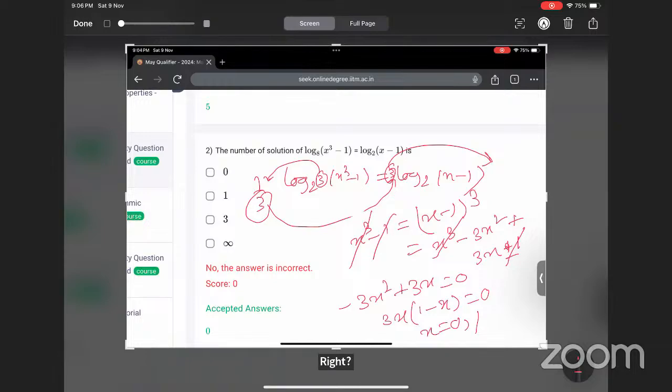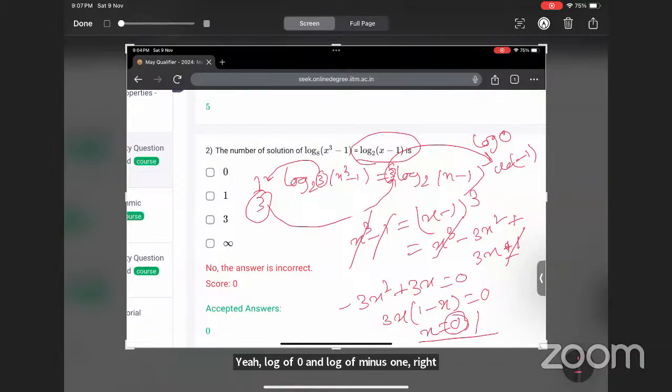So these are the solutions. But if we take x equals 0 or 1, is it defined then? Logarithm of 2 of x minus 1. It will not come in the domain. We will get log of 0 and log of minus 1, right? So it is not defined, and that is why we cannot take it as a solution. Is it clear to all of you? Okay.